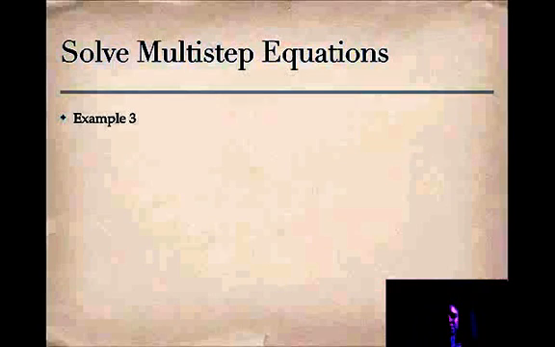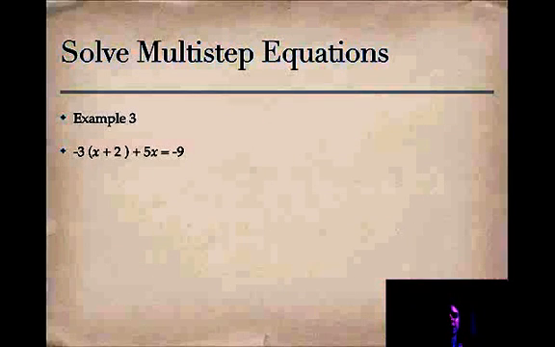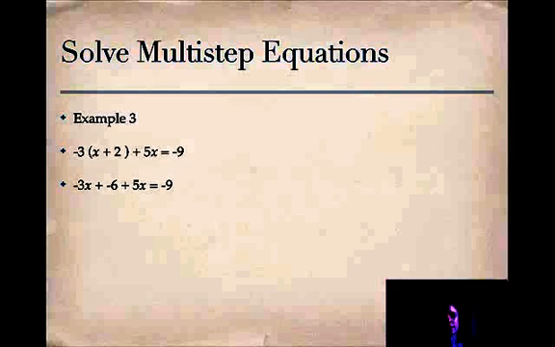Example 3. I have negative 3 times the quantity x plus 2, plus 5x, equals negative 9. So here I have to do two things. I have to distribute my negative 3, and then I'm going to combine like terms before I even think about solving. So I bring my negative 3 through with multiplication. So it becomes negative 3x plus negative 6. I still have that 5x.